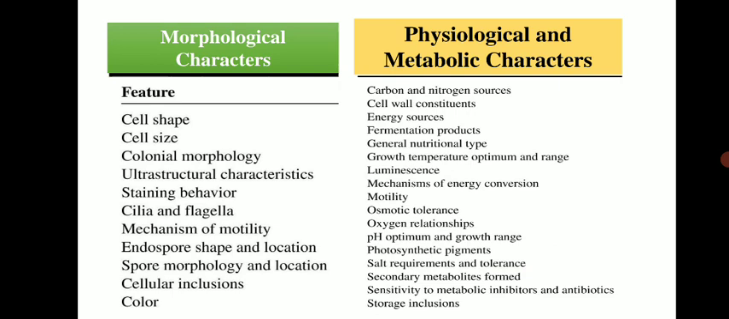Then luminescence is the property that is shown by some of the microbes. Then mechanism of energy conversion, then motility, osmotic tolerance, oxygen relationship, then again pH optimum and growth range, then photosynthetic pigment, salt requirement, then various kinds of secondary metabolites, and sensitivity to metabolic inhibitors and antibiotics, and storage inclusions. So all these factors are important as far as microbial taxonomy is concerned, and they are all examined.